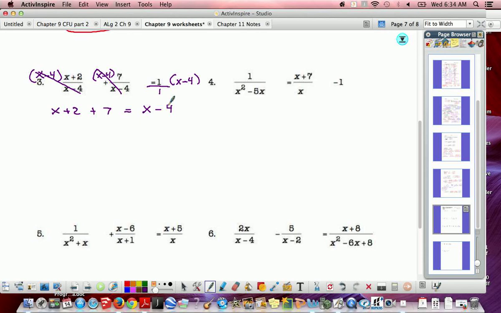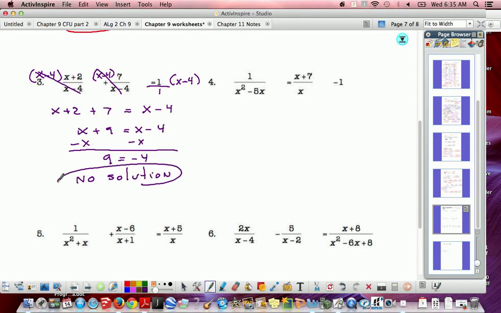So now, what you're going to start to see here is you're going to start combining like terms. So I get x plus 9 equals x minus 4. But when I subtract x from both sides, the x's disappear and I'm left with just this expression, 9 equals negative 4. That's not possible. So on occasion, we can get a problem where we actually have no solution, which we do in this one.